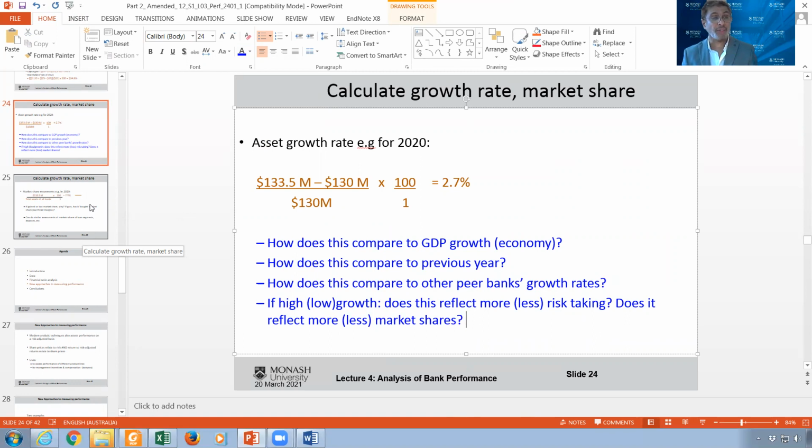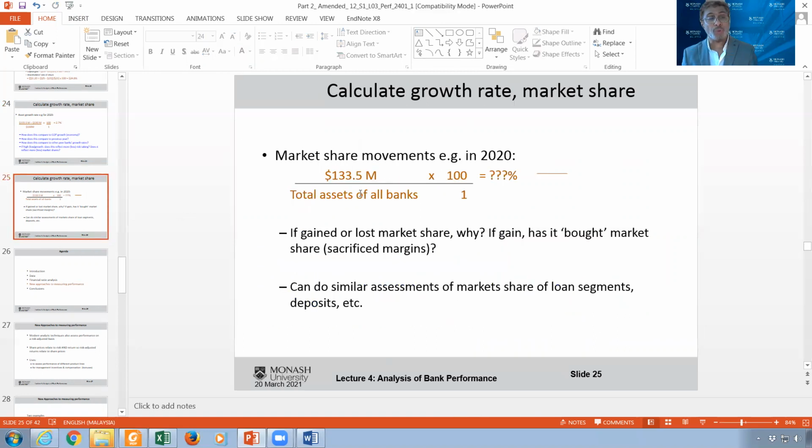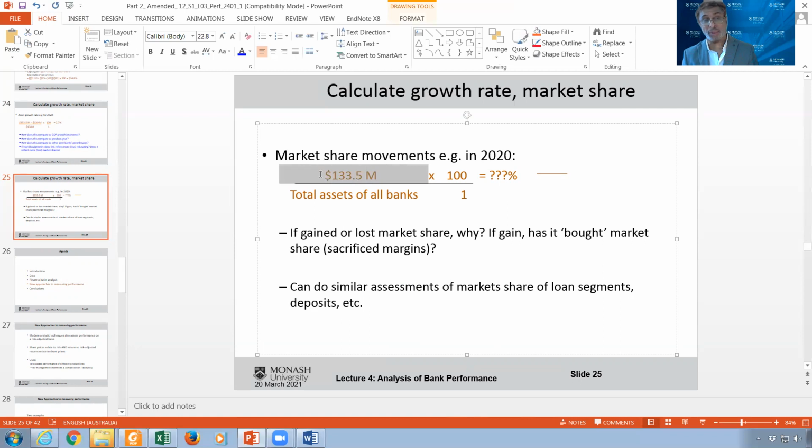Now, I also want to see my market share. This is very important. So you will take, this is 2020 according to the numbers, 133.5 over the total asset of the whole industry, which is the other banks. And I want to see what is my market share this year, and whether this market share in terms of total assets is growing or going down.